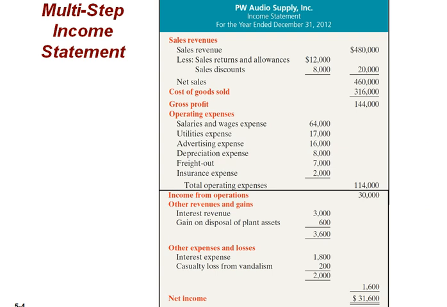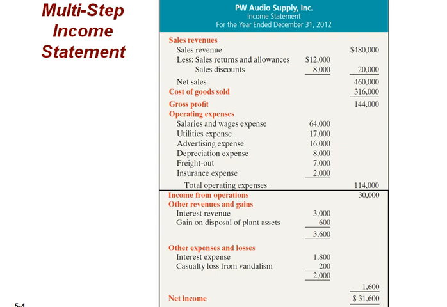One of the things I like about the multi-step or multiple step income statement is it highlights how much money you made from being in the business that you're in, in this case, being an audio supply company. We made $30,000 from being in our principal business, and then there were a small amount of other revenues and gains and a small amount of other expenses and losses, resulting in net income of $31,600. I like highlighting how much you made from operations versus how much you made from other items.